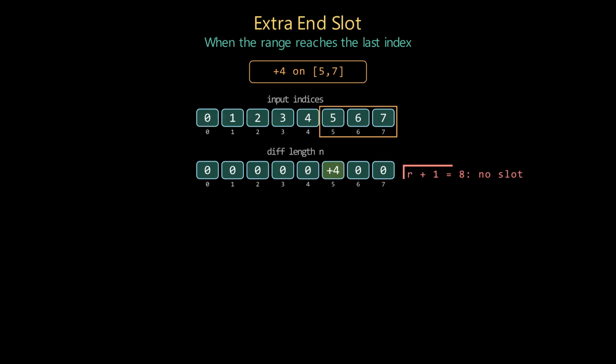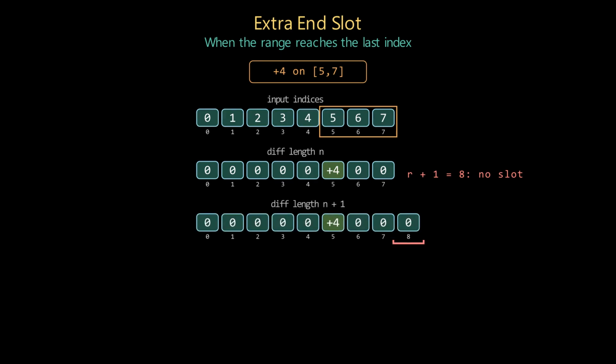But if diff has only n cells, its last valid index is 7. There is no slot for index 8. So we make diff length n plus 1. The extra cell stores the stop marker, and the final result still uses only indices 0 through 7.